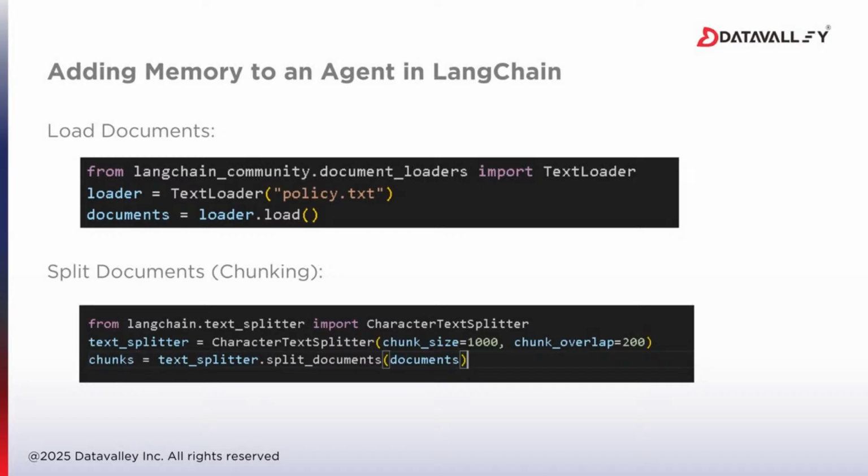What is a file? Policy.txt. And we are storing that file in a loader variable. Next, documents is equal to loader.load. Here we are executing this loader variable after reading this policy.txt file, and it will convert these contents into a list of document objects, which are then stored in a documents variable. Again, we are creating a documents variable and storing that list of document objects.